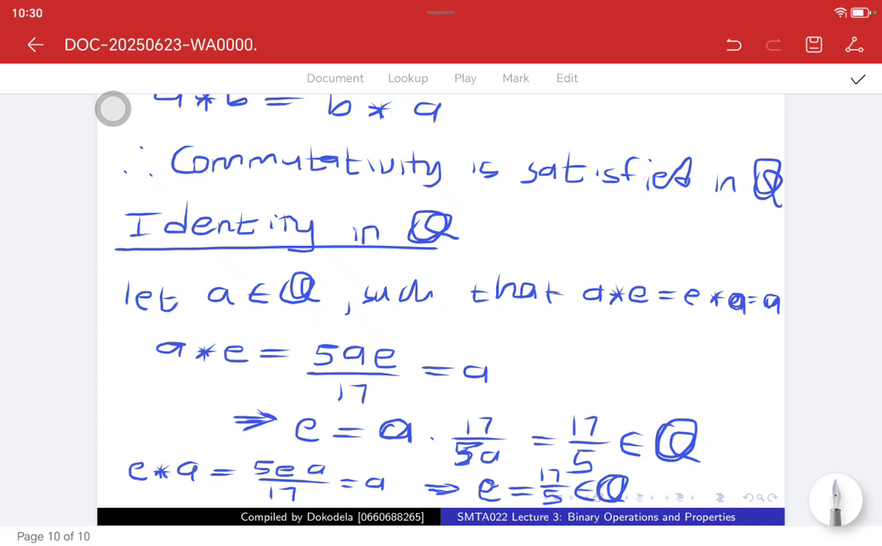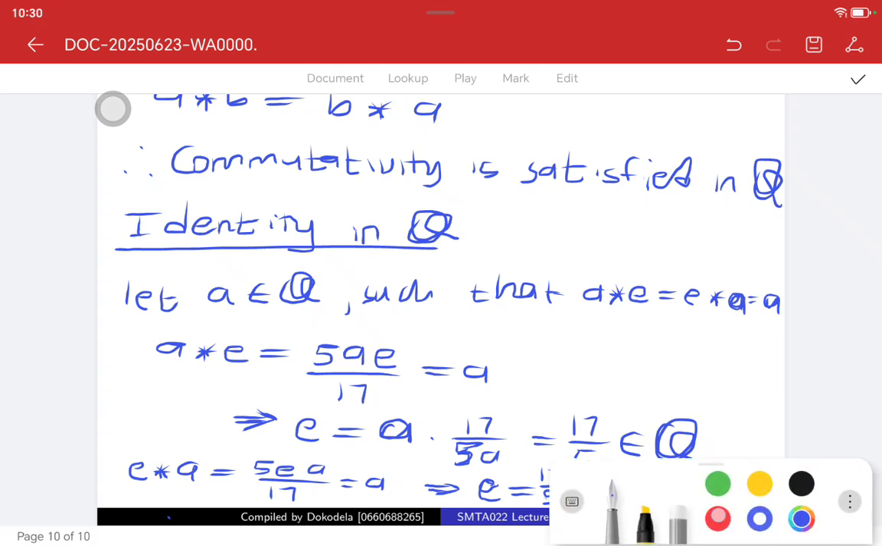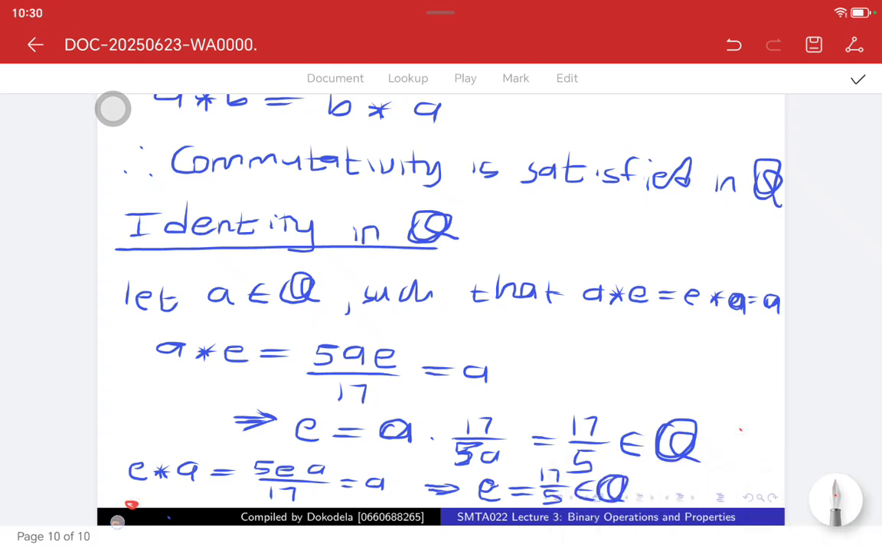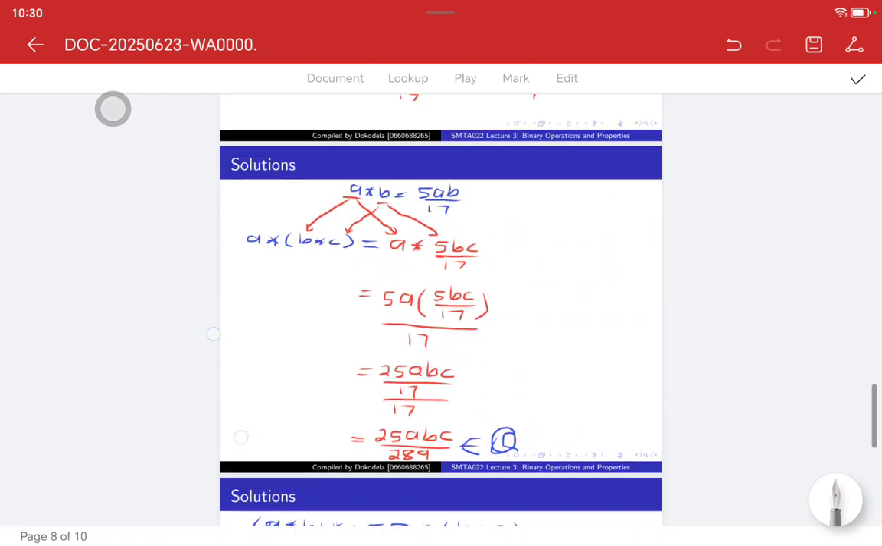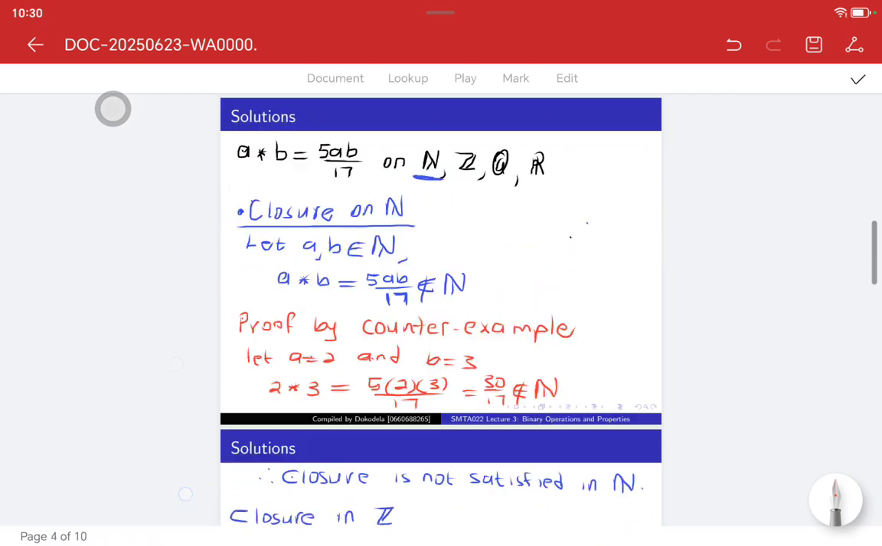Therefore, identity is satisfied in Q. We said identity is satisfied in Q. So what we're left with now is to check the inverse. We're supposed to check the inverse.